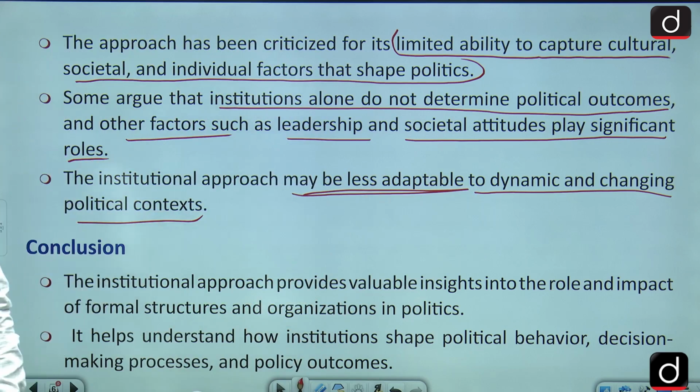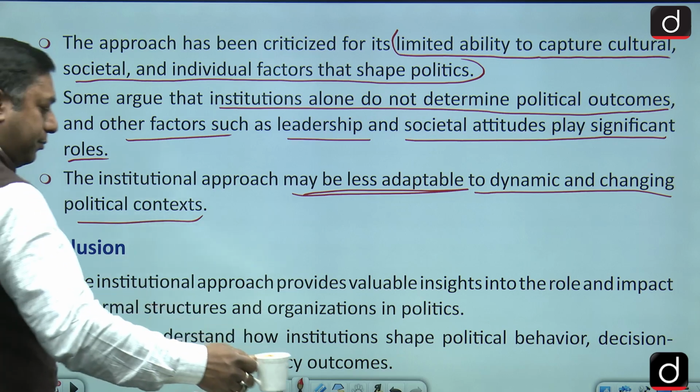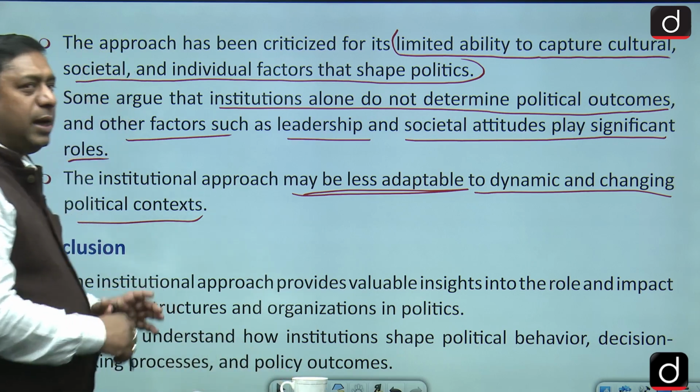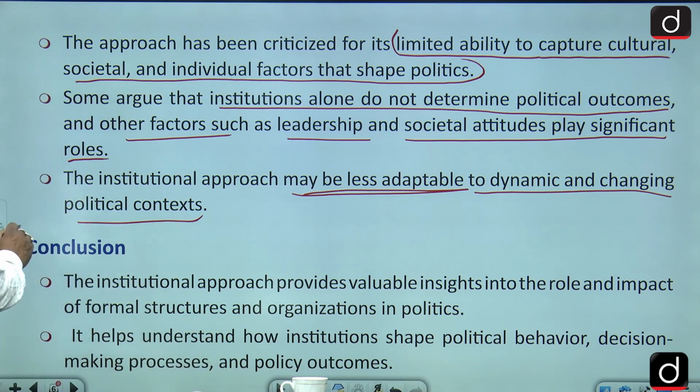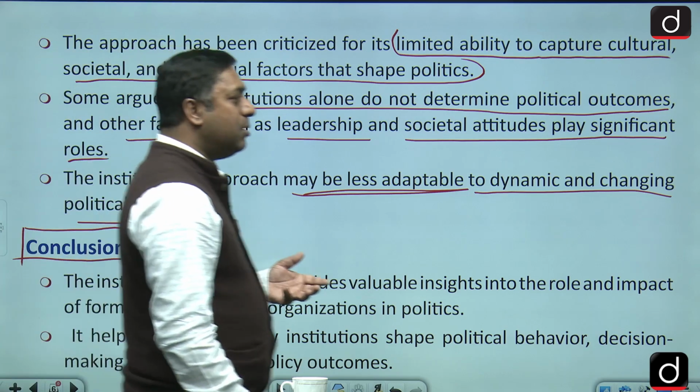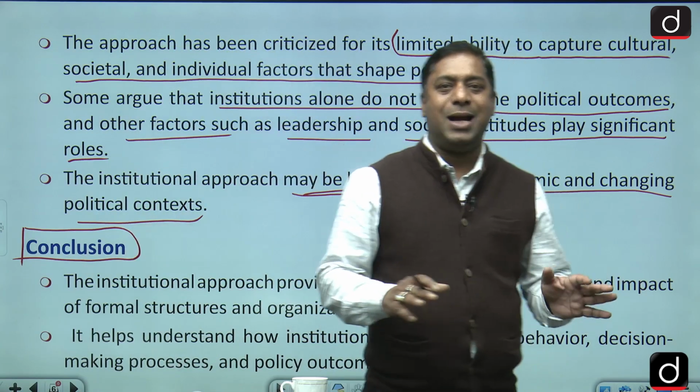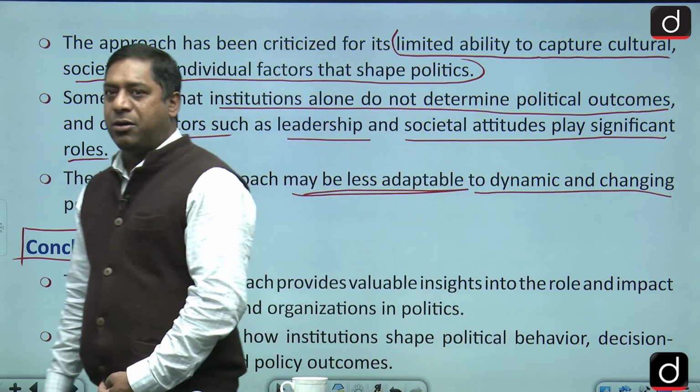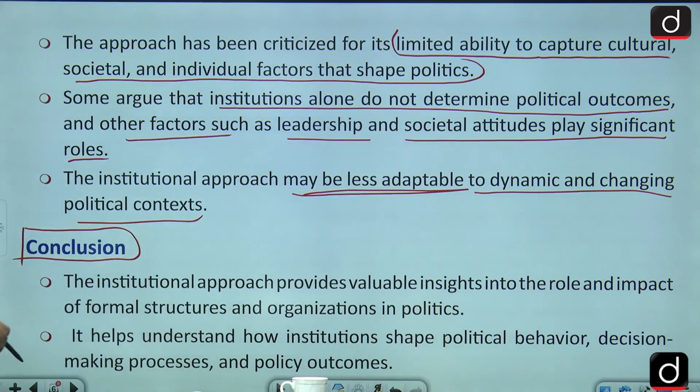I guess everyone is clear now. Yes, it's clear. Let's go with the conclusion. Always, I have said that first I'll talk about the characteristics, then I'll talk about the criticism. In characteristics only you can understand each and everything. Then we'll go with the criticism and then with the conclusion. Conclusion is also very important.